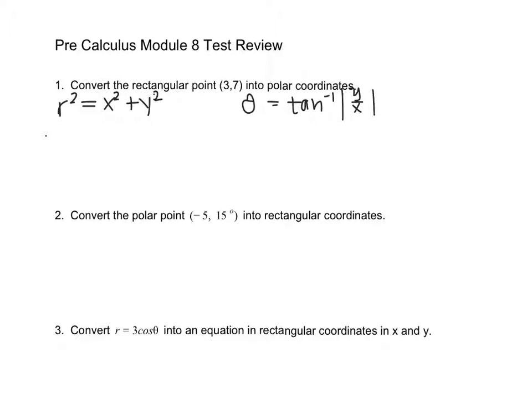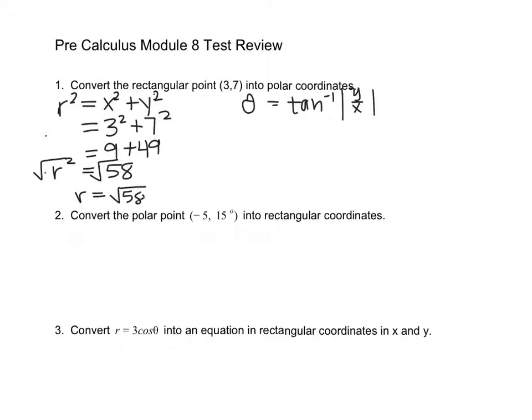So plugging in x and y, we end up with r squared equals 3 squared plus 7 squared, which becomes 9 plus 49. So r squared equals 58. Taking the square root, we get that r equals the square root of 58.